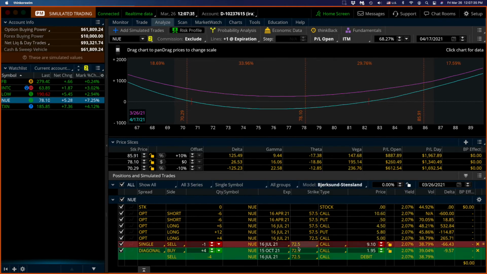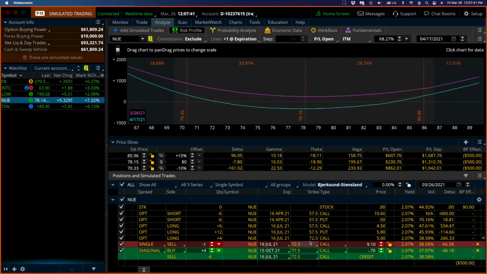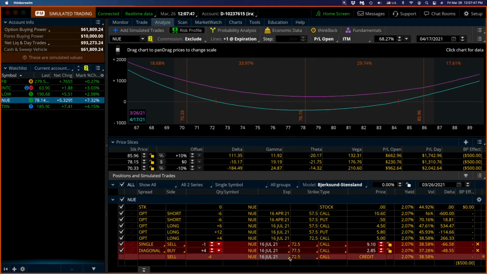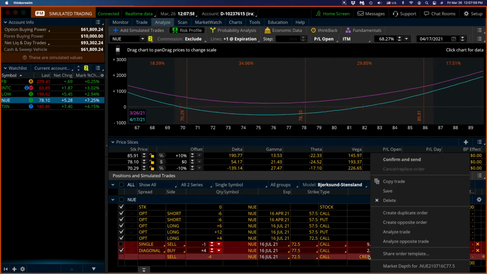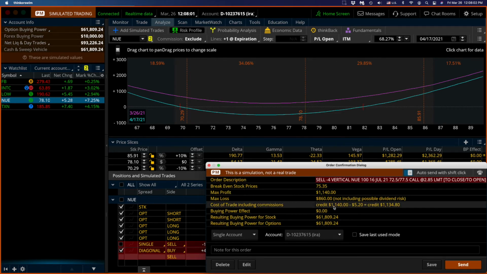Analyze rolling. Instead of 72.5, let's go to 77.5. Is that possible? Yes, it is. Except that instead of October, let's say July, and then we get $2.85. Okay, so these are one of my options. Sell the entire 4 and go up to 77.5 and get 285. If I say confirm and send, you get 1140. Get it? Okay, credit of 1140. That's one solution.